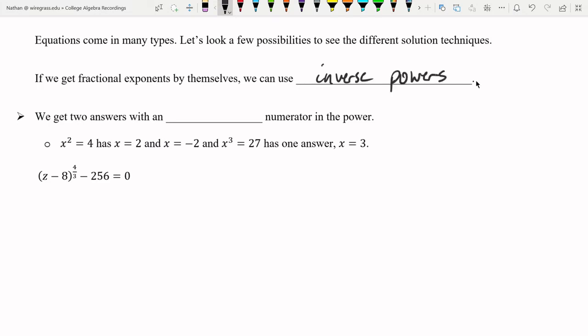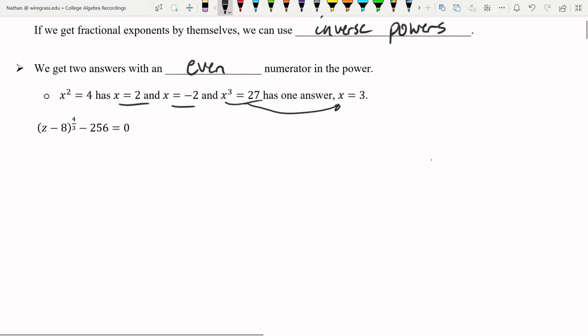Now we're going to get two answers if we have an even numerator, because it's the same reason as when you take a square root, you have to add a plus or minus. It's the same process. So this is because, again, x squared equals 4 when x equals 2 and negative 2. There are two numbers that give us that. But x cubed equals 27 only has one solution, x equal to 3. Okay, now let's look at this case here.